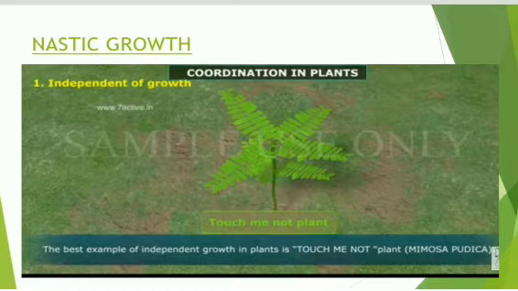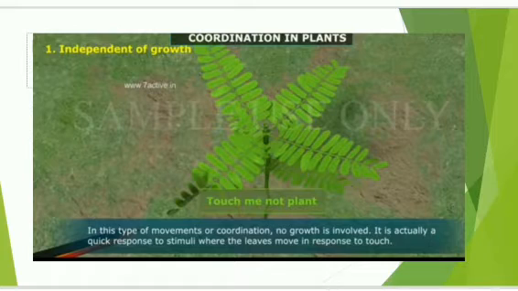See, this is the nastic movement example. The best example of independent of growth in plants is touch me not. That plant's scientific name is Mimosa pudica. This is the best example of independent of growth. In this type of movement or coordination, no growth is involved. It is actually a quick response to stimuli where the leaves move in response to touch.